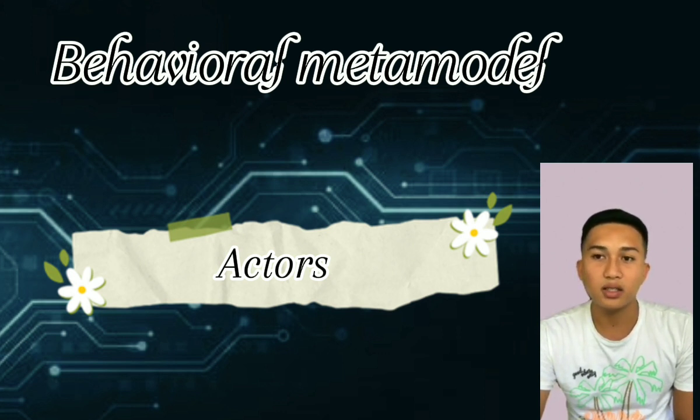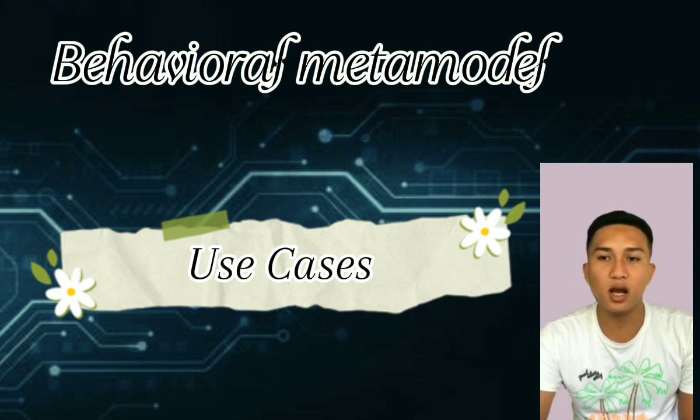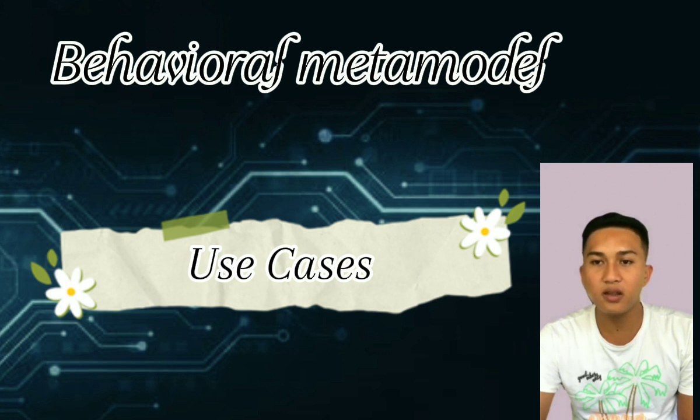So they can be users, external systems, or any other component that initiates or participates in behavior. Second is use cases. Use cases represent specific interactions or tasks that an actor performs with the system. They describe the functional requirements and specify the behavior of a system from the perspective of the actors. And the third one is scenarios.